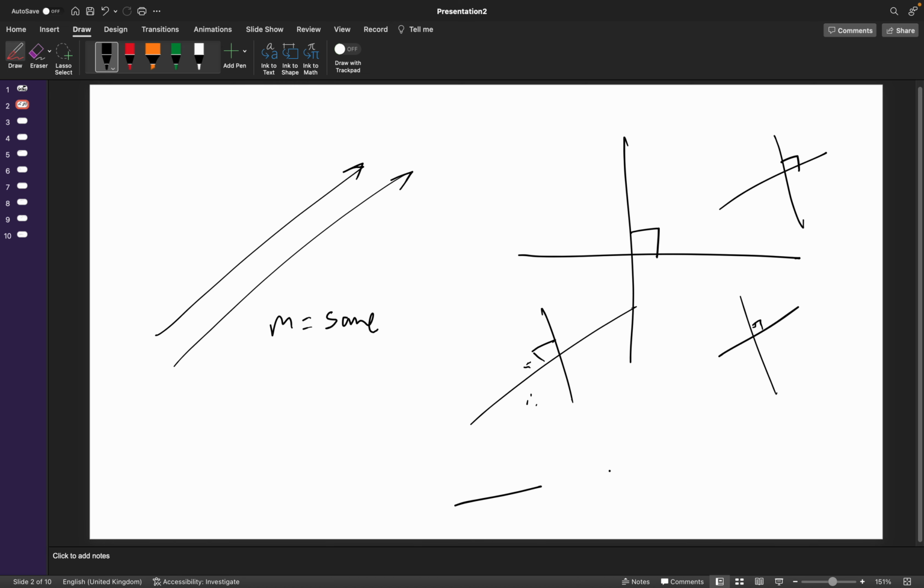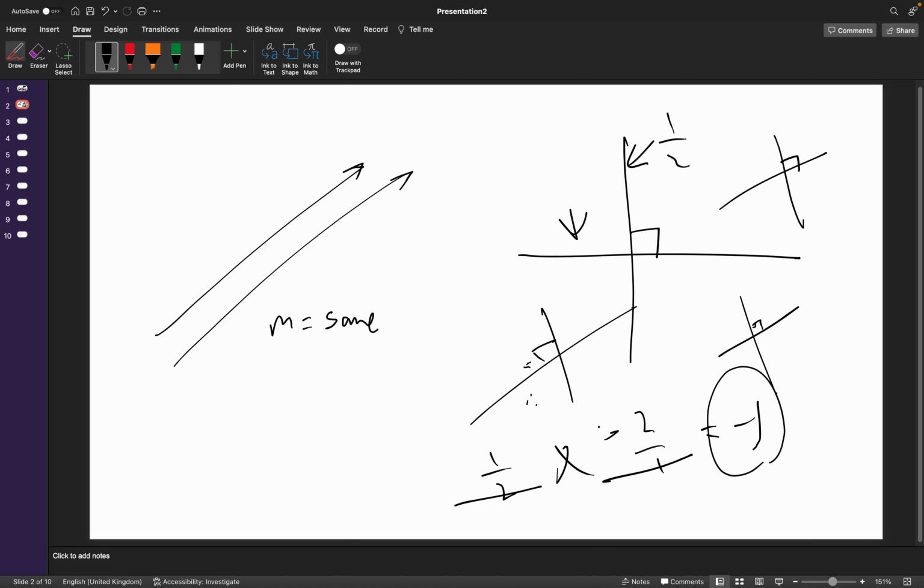Perpendicular lines have their gradients multiply to make -1. So if, say, we have the gradient of this line provided as being 1/2, this will always multiply with the gradient of the perpendicular line to make -1. How do you find the number that makes -1? You always just flip the fraction and you add a negative.